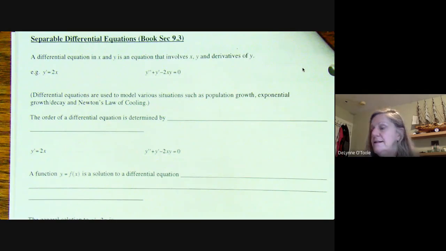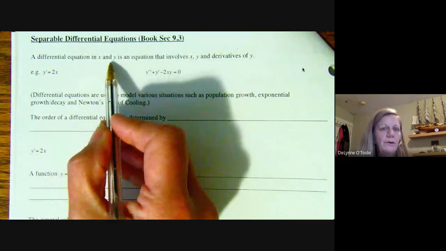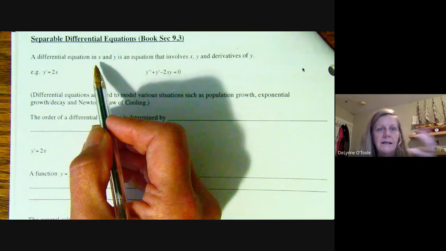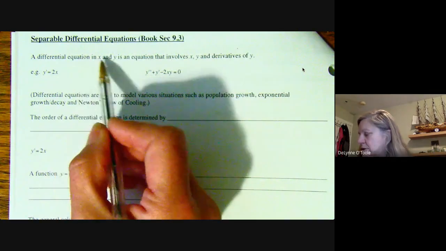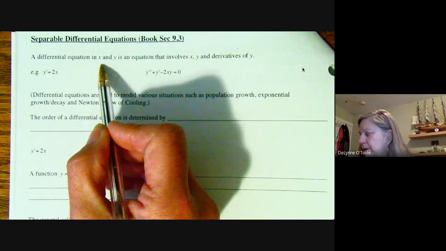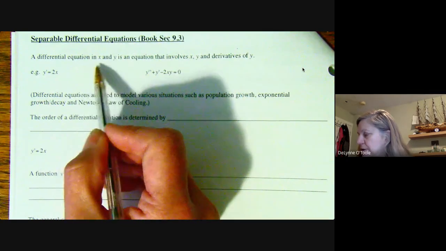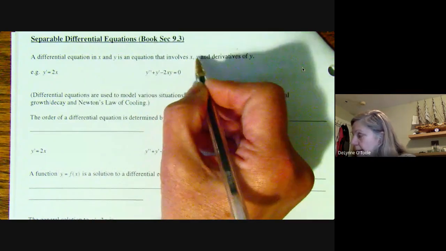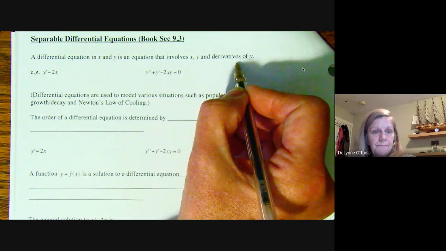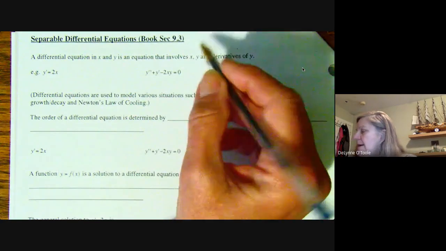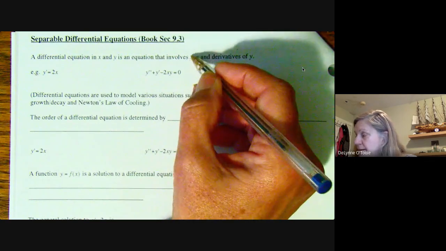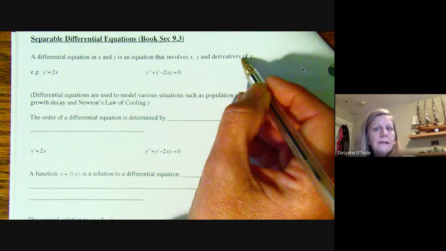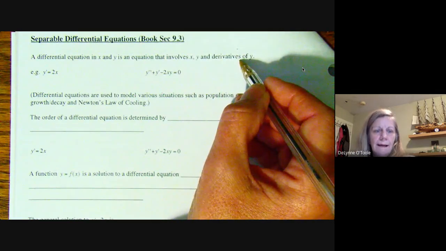For our course, it's an equation that will be in X and Y. When you go to college, they'll add Z. They'll take it into the 3rd dimension. It'll be multivariable. In our course, we're just still in the X and Y plane. It's a differential equation in X and Y that involves X's, Y's, and derivatives of Y. So you're looking at an equation. That equation may have an X in it. It may have a Y in it. It'll definitely have some derivative of Y in it.